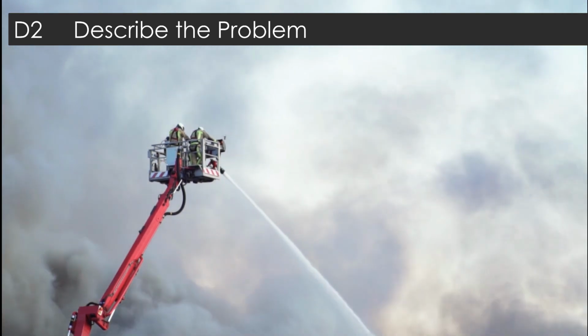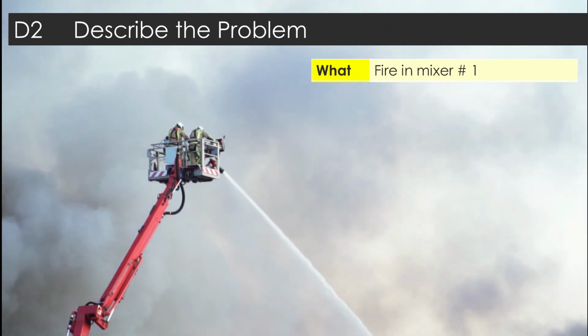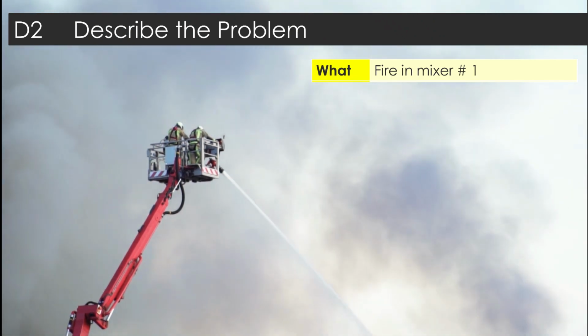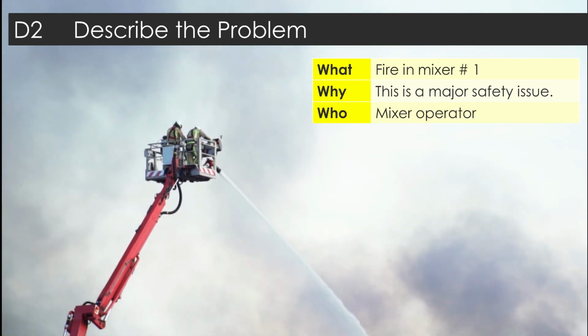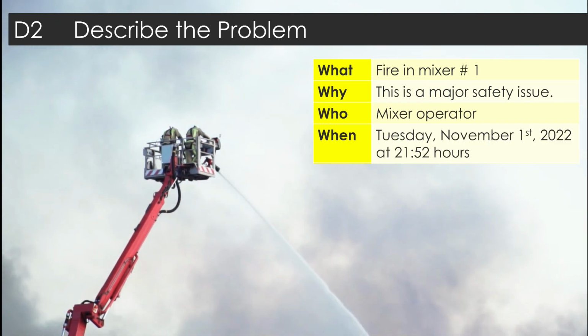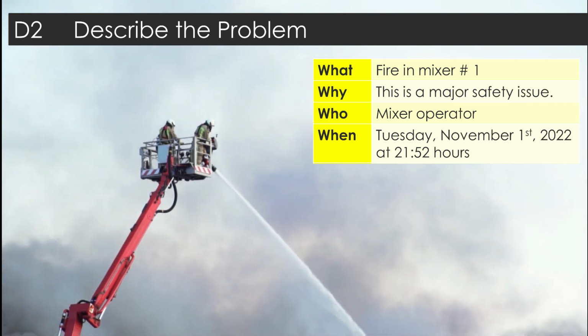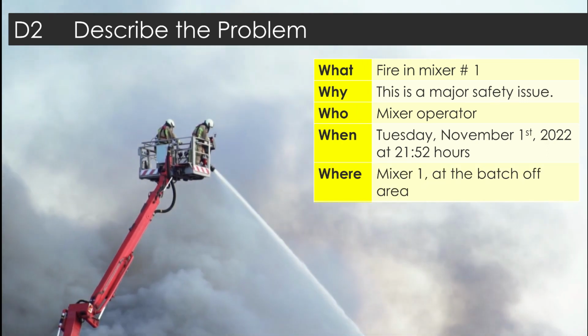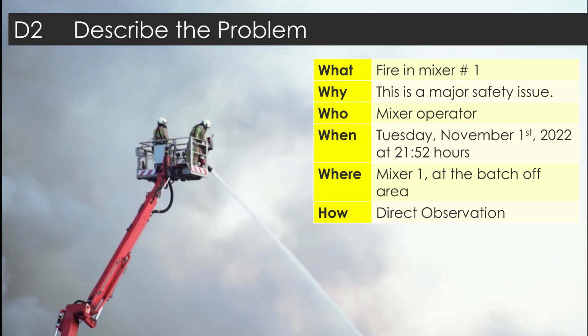Example number 2. Fire in mixer 1. What? Fire in mixer 1. Why? This is a major safety issue. Who found out the problem? The mixer operator. When was it found? Tuesday, November 1st, 2022 at 21:52 hours. Where? Mixer 1 at the batch off area. How? Direct observation.